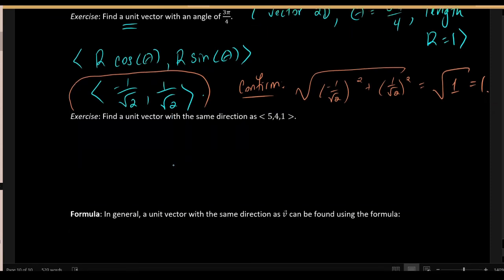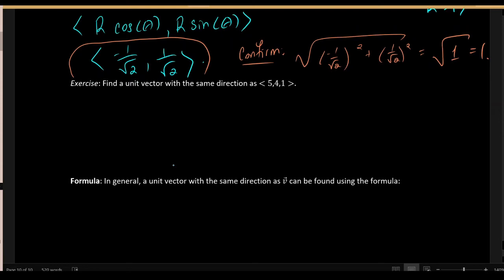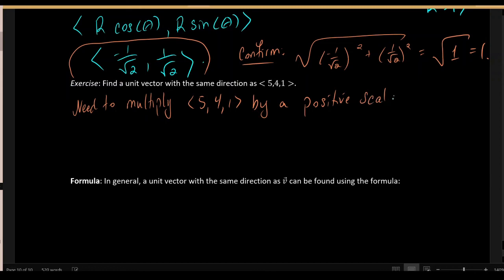Related question. Find a unit vector with the same direction as 5, 4, 1. Now, if we need a vector in the same direction as 5, 4, 1, then we need to multiply 5, 4, 1 by a positive scalar. So here is our idea. 5, 4, 1 already has some length to it.